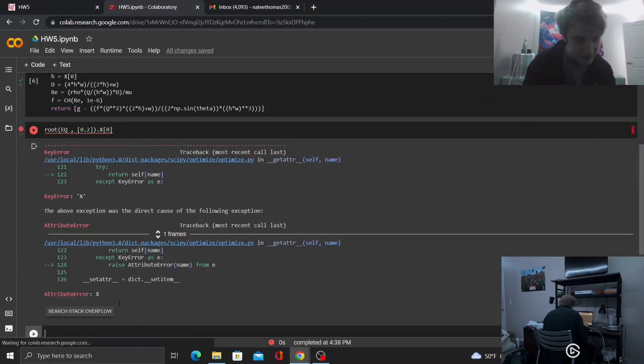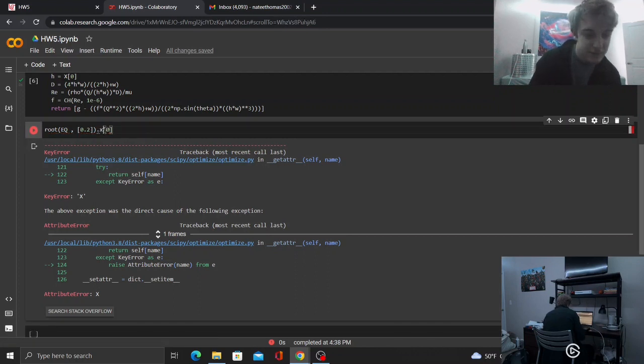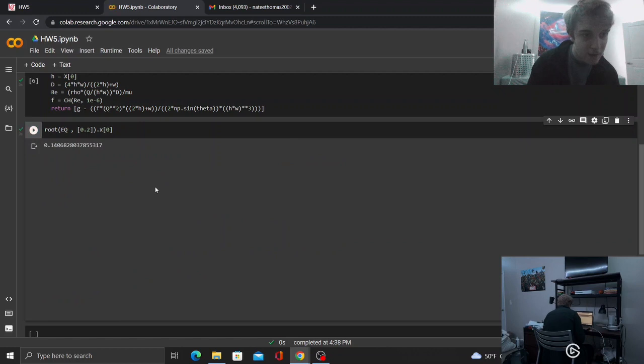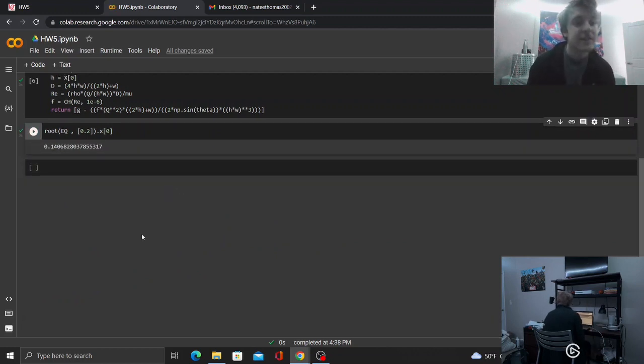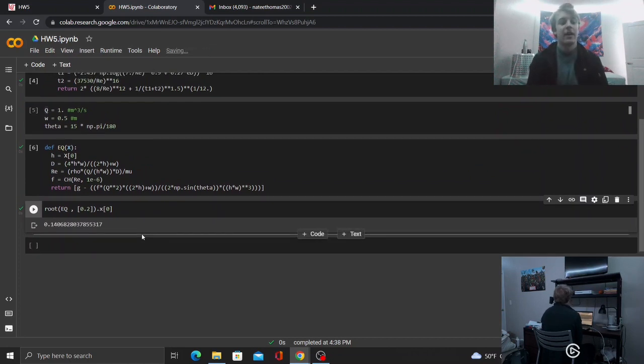And we should get, this should be lowercase. Should get 0.1406 as the height of the liquid in our rectangular channel.